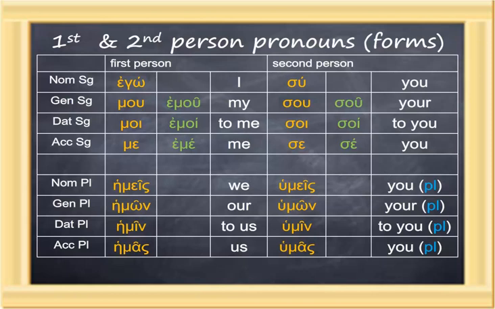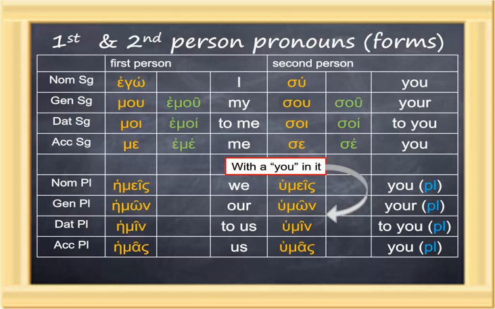The second person plural pronouns are similar. In fact, only the initial letter is different. Hemes, hemon, hemin, and hemas. And these are the you plural forms. In my classes, I'll always ask you to distinguish the you in your translation as to whether it's singular or plural. That's important theologically. It's also important because English doesn't do so naturally.